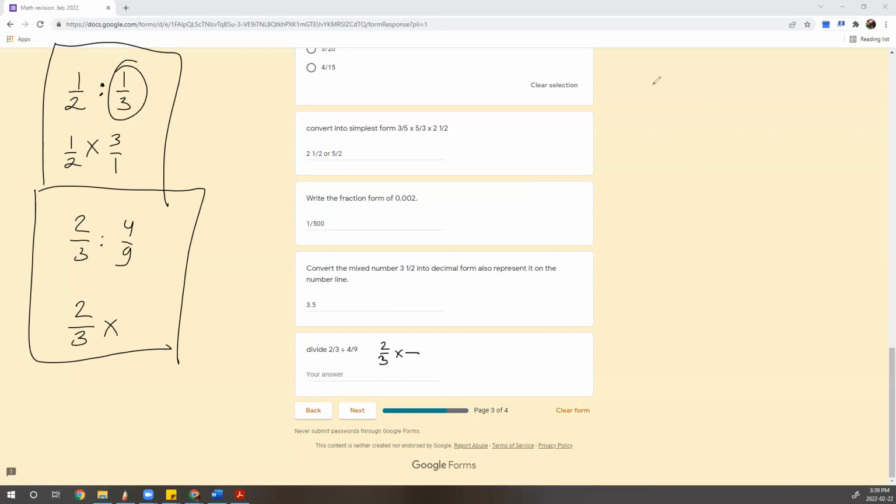One more time here, Rachel, please pay attention. If I have 3/8 divided by 2/4, let's say, so it is 3/8. You change the division, becomes multiplication. You switch this 4/2. How about if 2/3 divided by 4/9? So what do I have to do? 2/3 multiplied by what number?